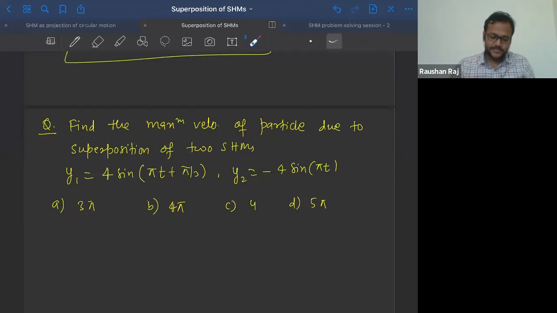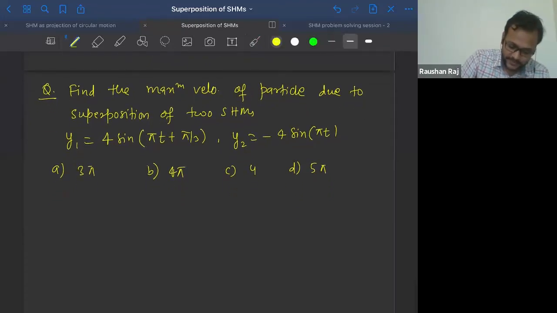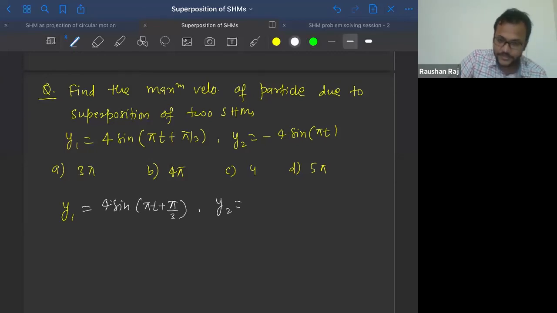Okay, theek hai. So let me solve this for you. Bahut aasan hai bacha. Khali ek cheez ka dhyan dena. What is y1 here? So y1 is given to us as 4 sine pi t plus pi by 3. What is y2 here? Now here a minus is there. So please don't consider the phase when they are not in the same condition. So how can I include that minus? I'll write this as 4 into sine of pi t plus pi.